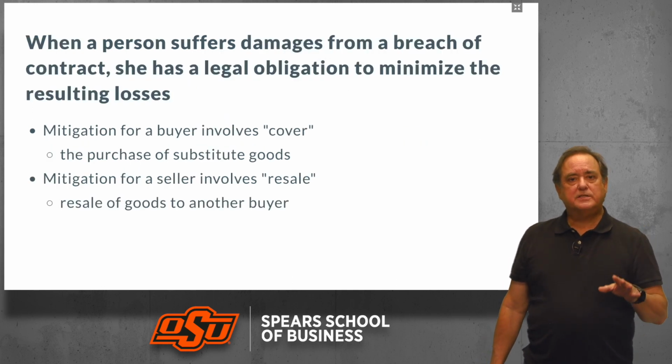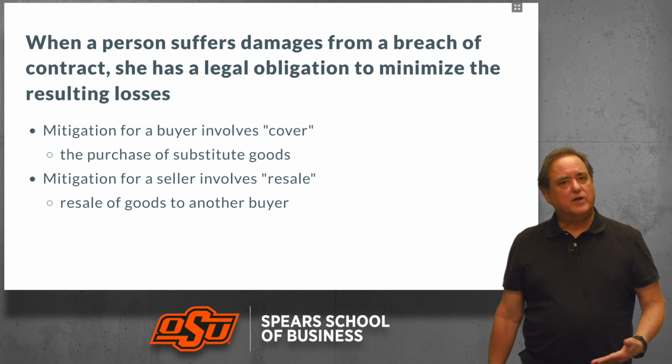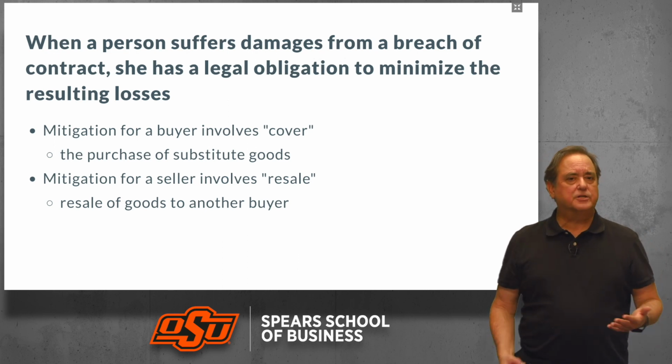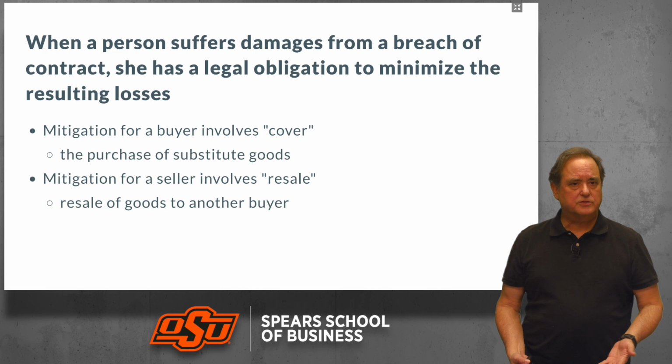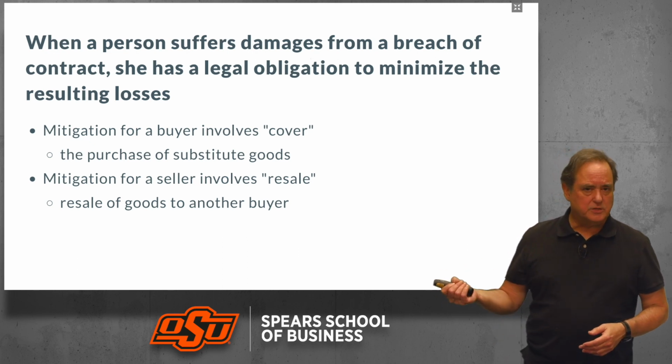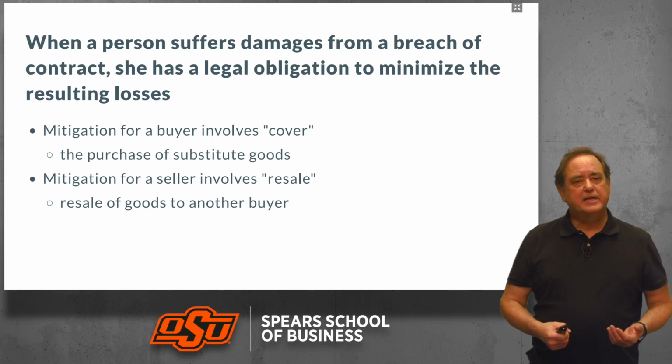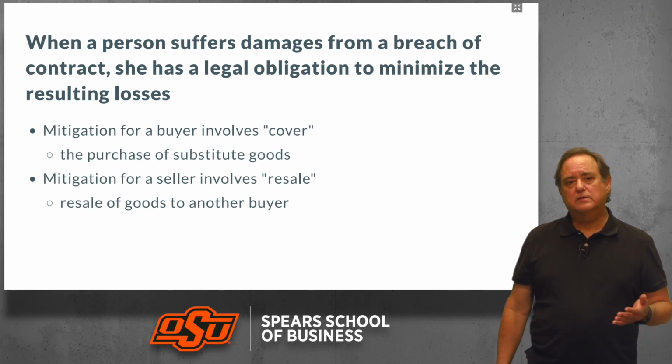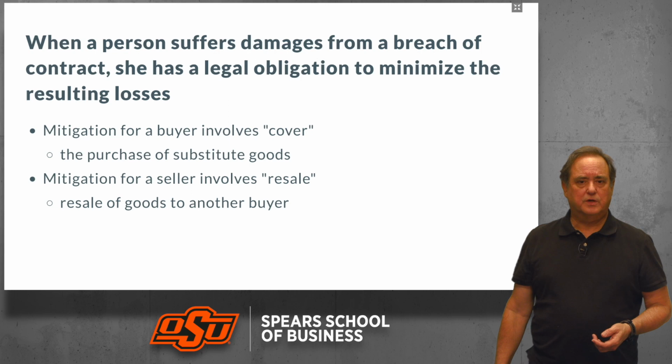Remember, when a person suffers damages from a breach of contract, they have a legal obligation to minimize the resulting loss. Mitigation for a buyer is cover, which is to say the purchase of substitute goods. Mitigation for a seller is resale of the goods to another buyer.